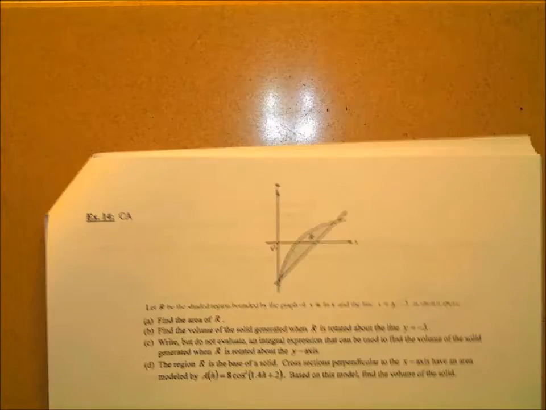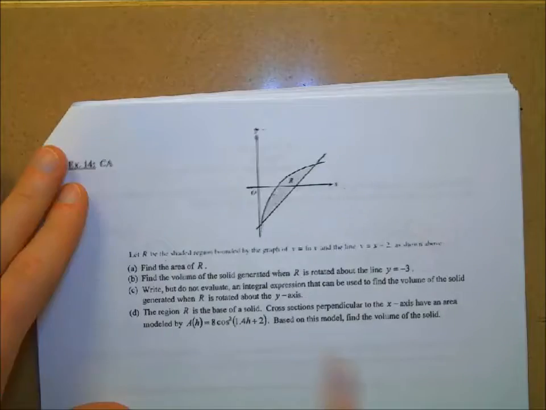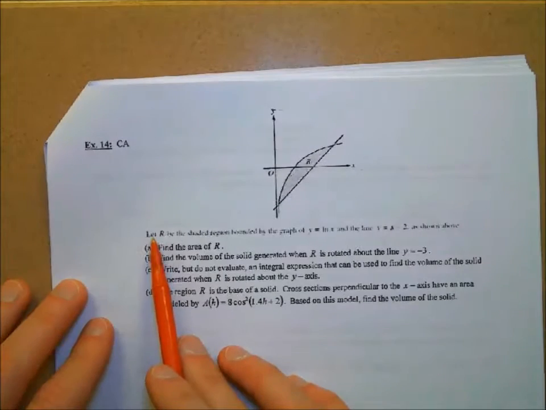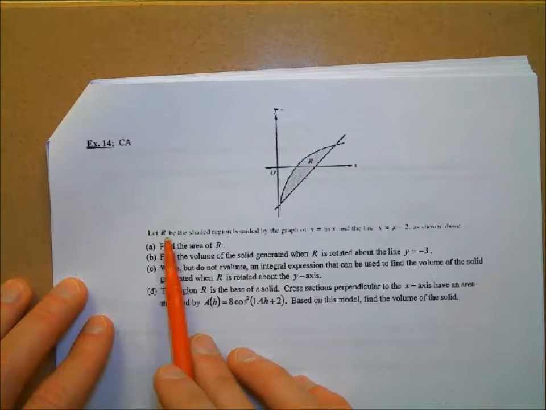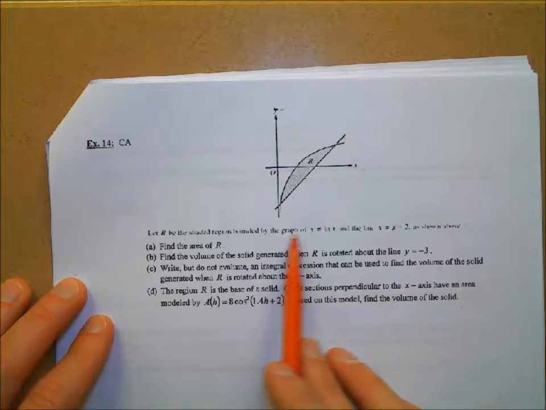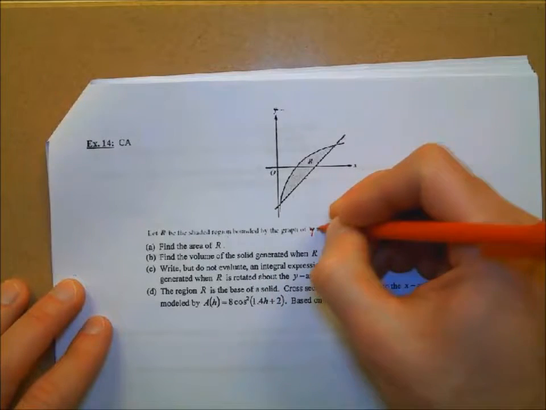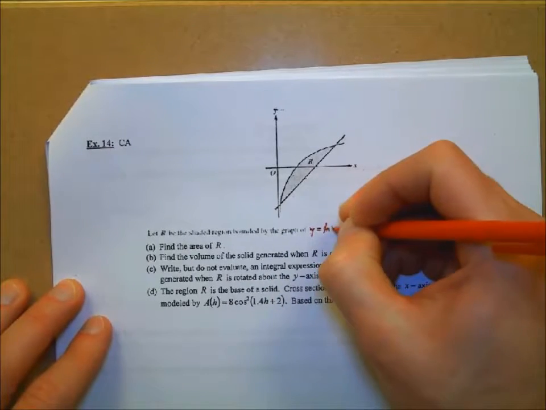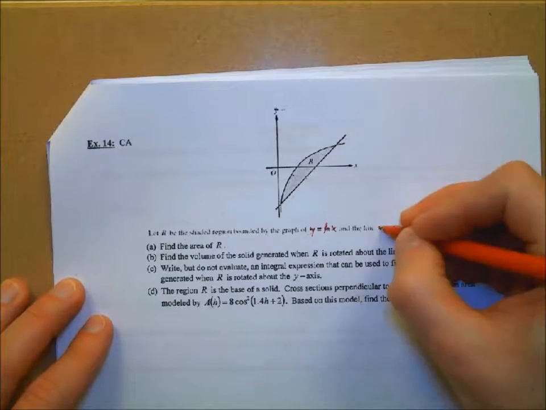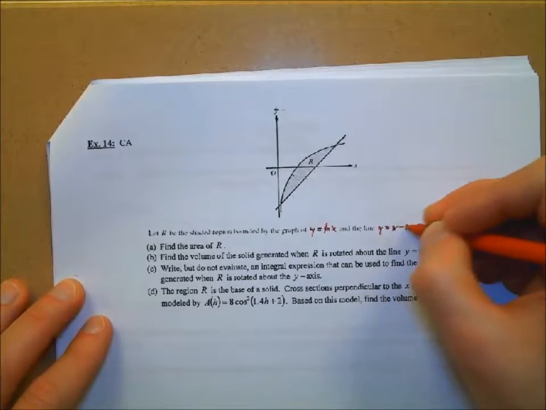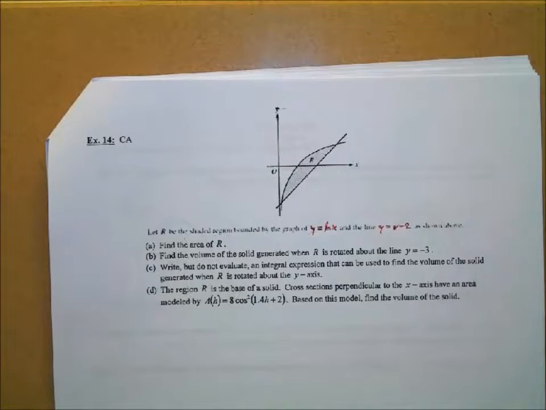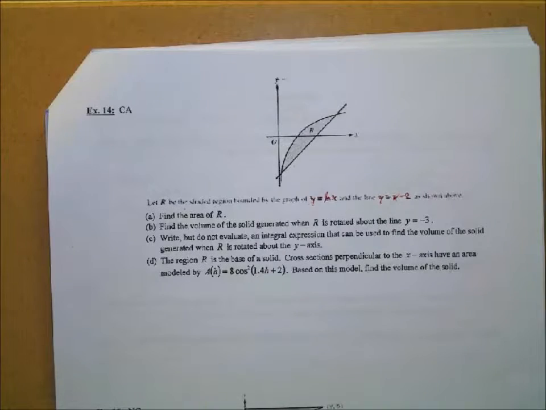Number 14, also calculator active. All right. So the top line here says, let R be the shaded region bounded by the graph of y equals the natural log of x, and the line y equals x minus 2, as shown above. Okay. And we're asked to find the area of R.